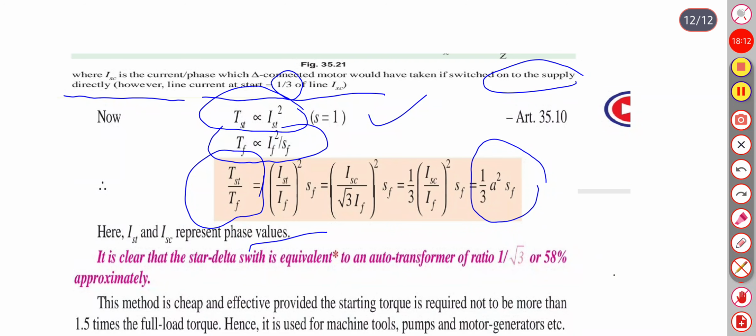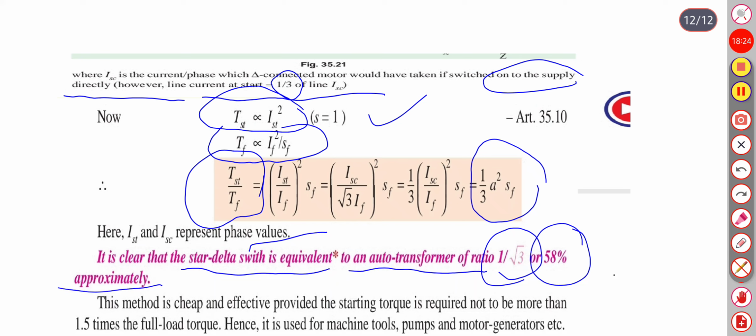It is clear that the star delta switch is equivalent to an auto transformer with a ratio of 1 by root 3, or we can say approximately 58%. This method is cheap and effective, provided the starting torque required is not more than 1.5 times the full load torque. Hence, this is used for machine tools, pumps and motor generators.